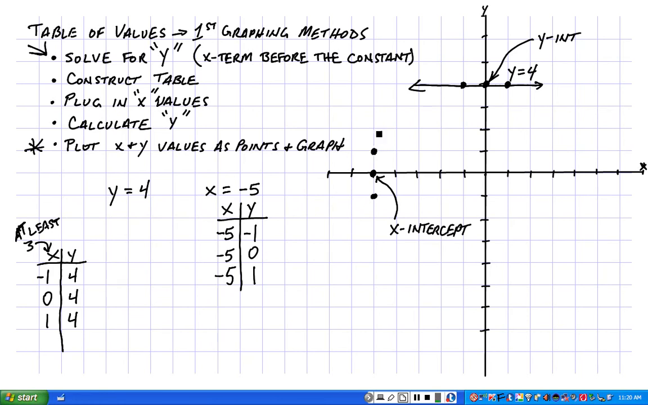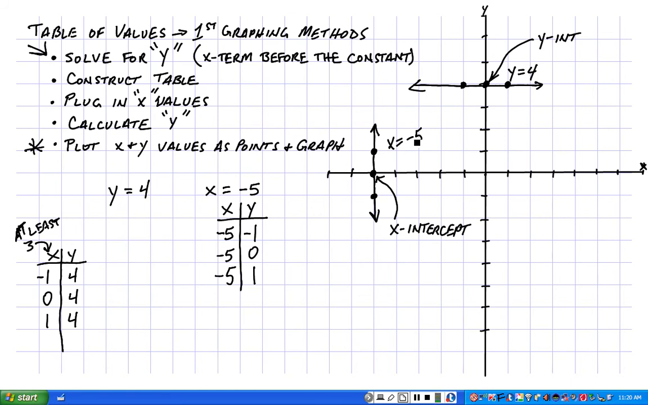So there you go. Connect the points, and there you have it. So this would be the graph for x equals -5. X equals -5. There you have it.